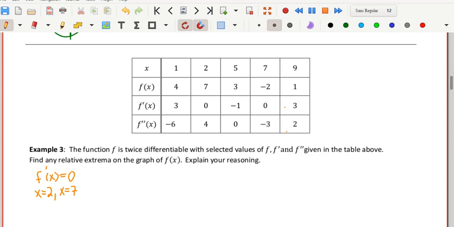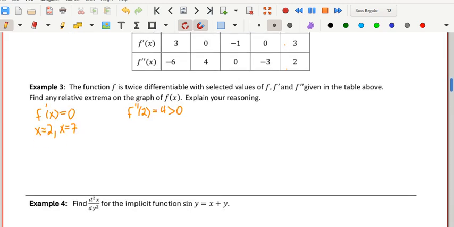Let's use the second derivative test because it's easy. F double prime of 2 is equal to 4, which is greater than 0. So we have a minimum. And then f double prime of 7, that's this column, right, is -3, which is less than 0. So that's the opposite sign, so we've obviously got to be a relative maximum.